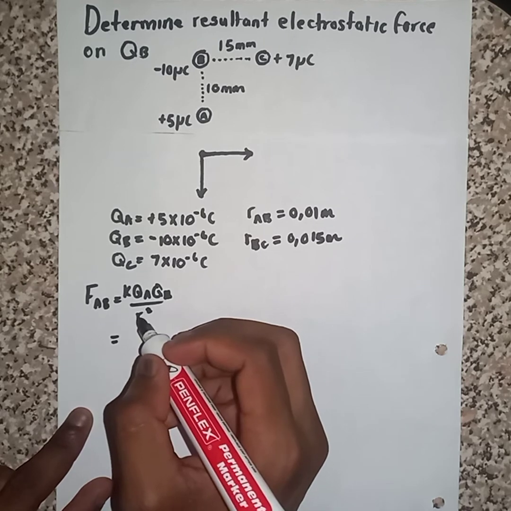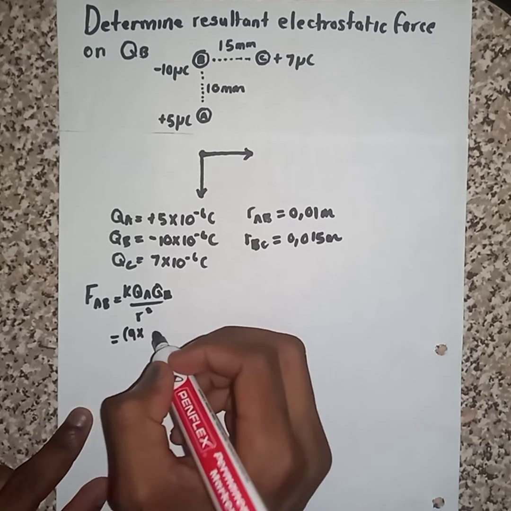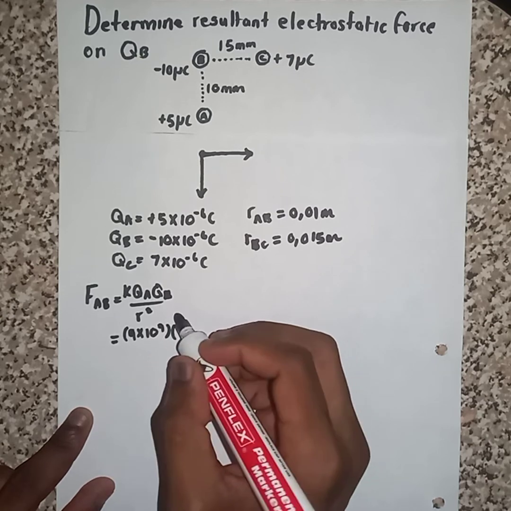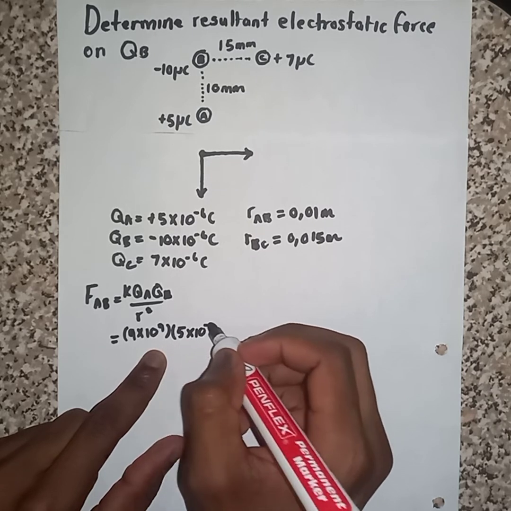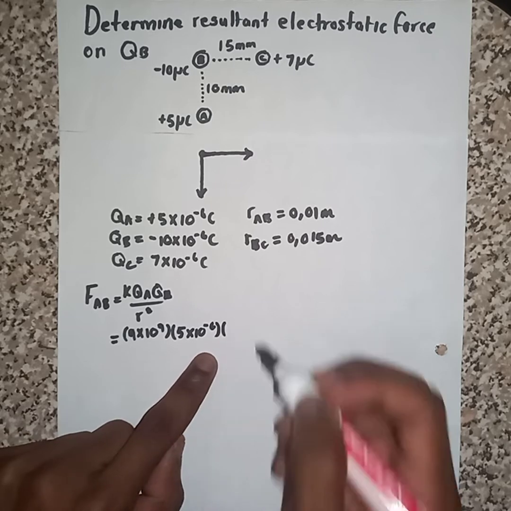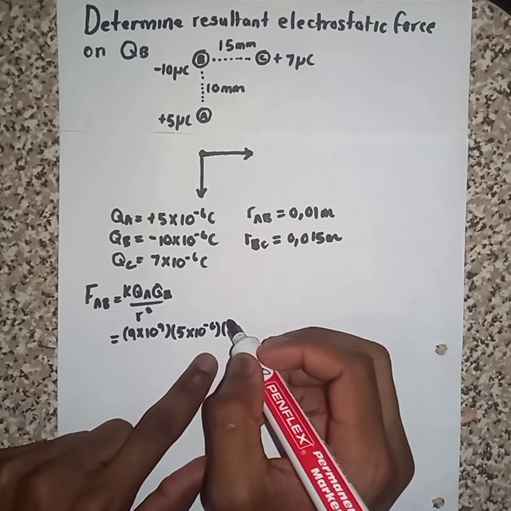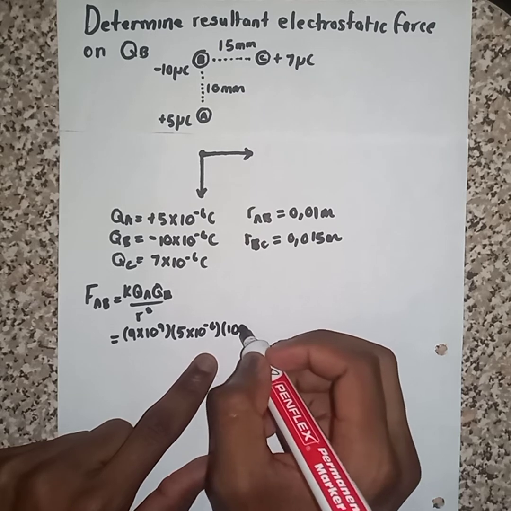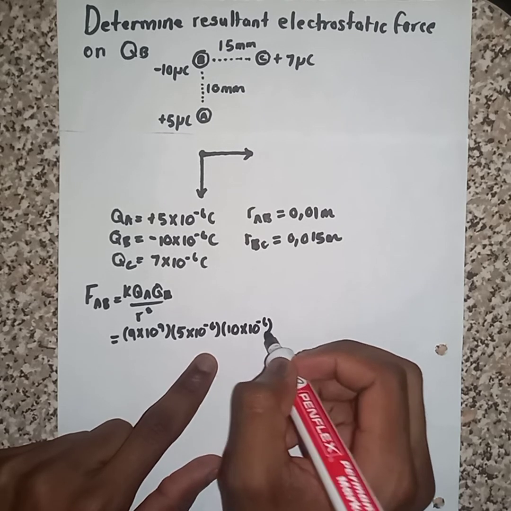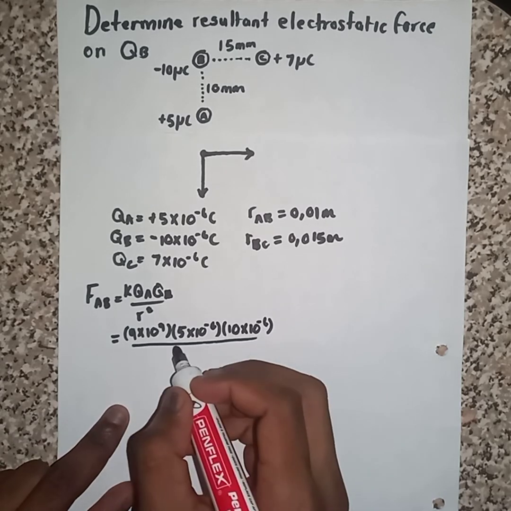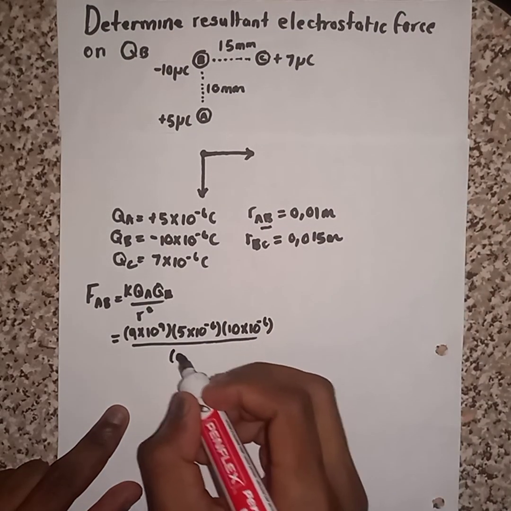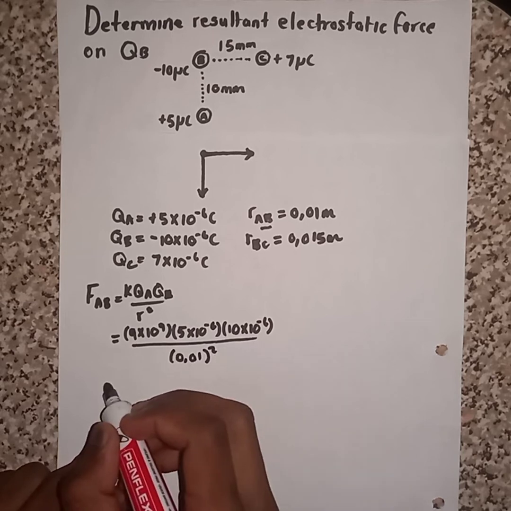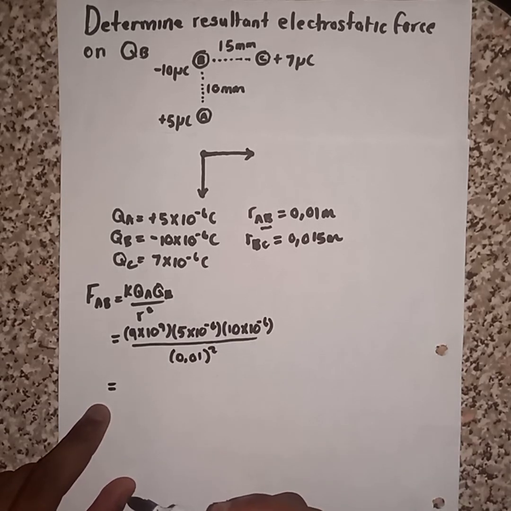We know that our K is a constant value, which is 9 times 10 to the power of 9. Our QA is 5 times 10 to the power of minus 6. Then the other charge, QB, which is 10 times 10 to the power of minus 6. We omit the negative signs at this point. Then divided by R, which between A and B is 0.01. Then we square everything. Now let us use our calculator to determine the force between A and B.